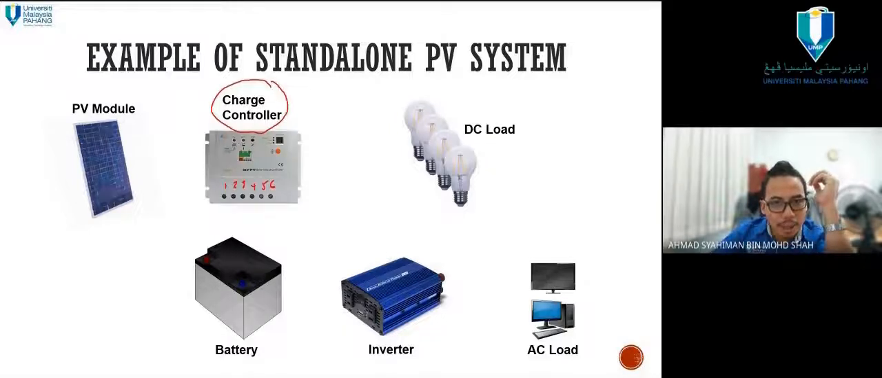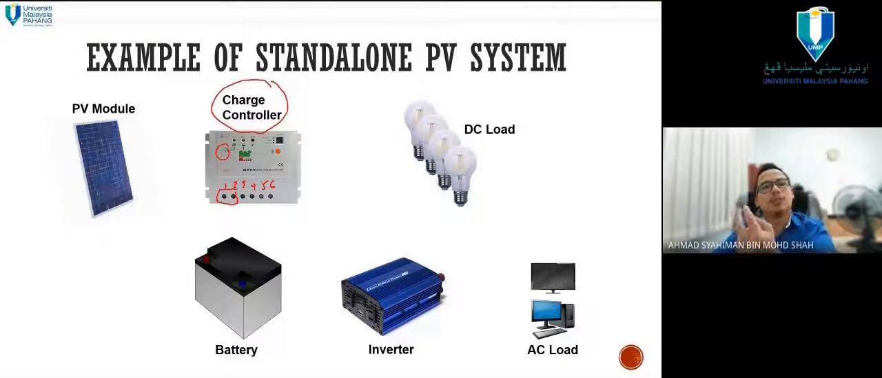If you look at this one properly, the first 2 are for the modules. The second 2 holes are for the battery. And the other 2 are for the DC load. This is for the DC load, because it is direct DC. Okay.